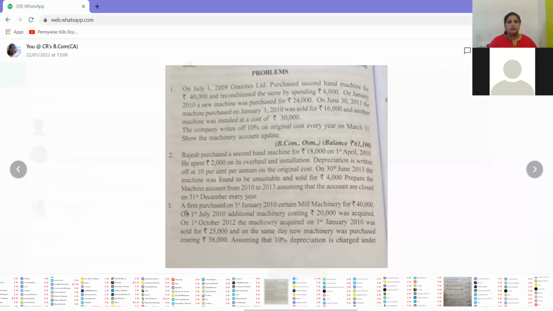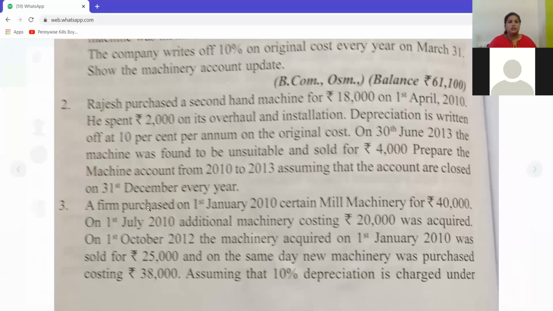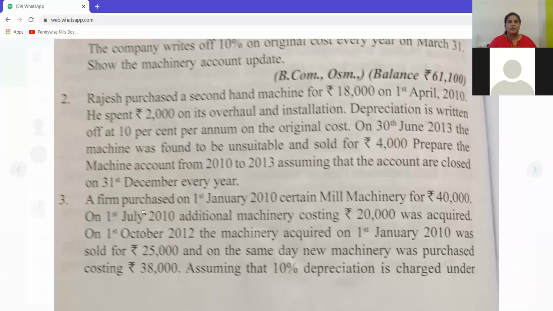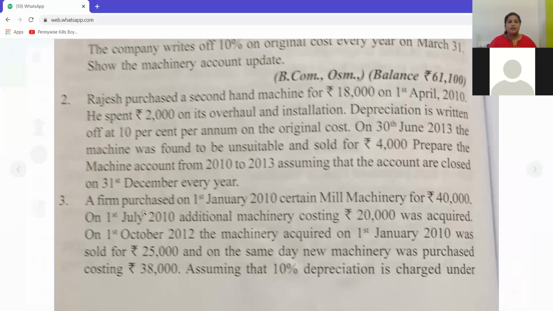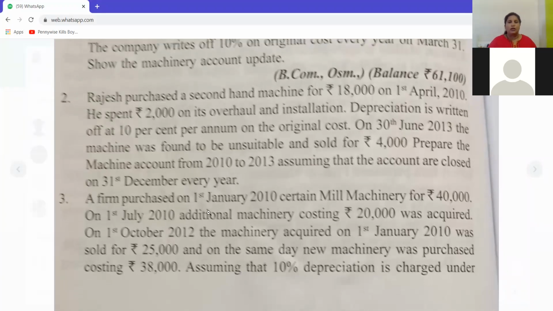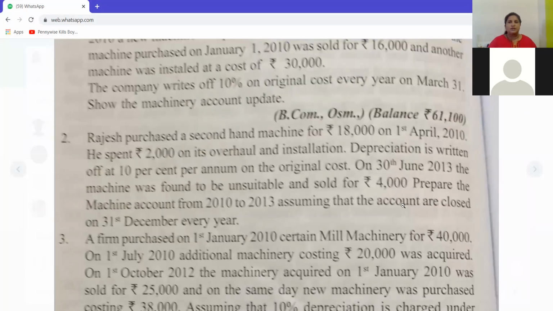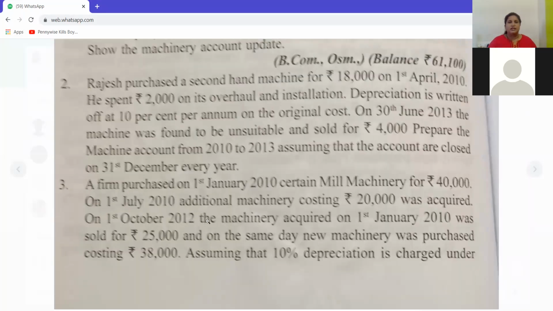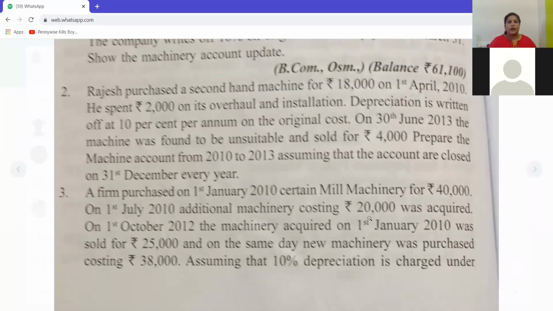So please look at the question which I'm sharing now. This is the third question, which is discussing the diminishing balance method. A firm purchased on January 1, 2010 certain mill machinery for rupees 40,000. On 1st July 2010, additional machinery costing 20,000 was acquired. Means on 1st January, they are purchasing a machine worth rupees 40,000, and again on 1st July 2010, additional machinery is also purchased. So they have two machines in a year.